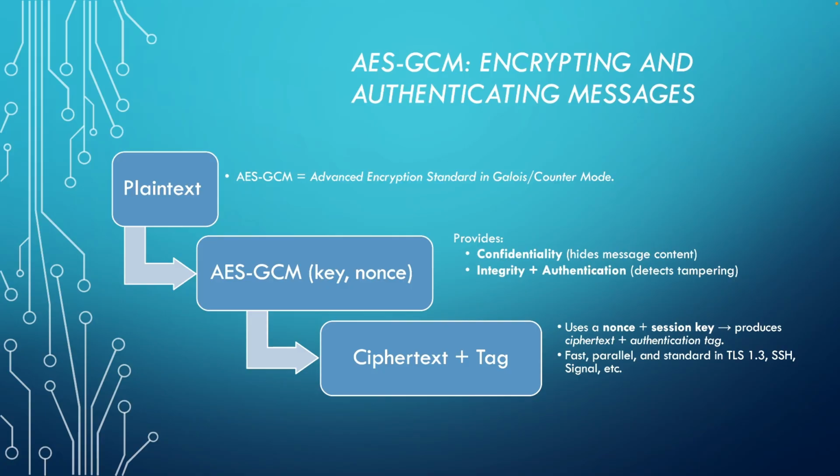AES-GCM uses the shared key and a random nonce to encrypt the message into ciphertext and produce a unique authentication tag. That tag ensures that if anyone modifies the data, the decryption fails. AES-GCM is very efficient and used everywhere, in HTTPS, SSH, and encrypted messaging apps like Signal and WhatsApp.